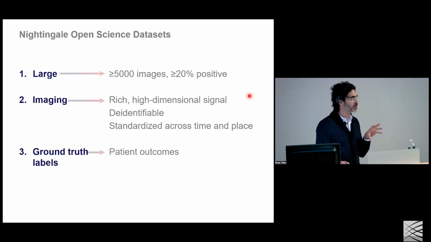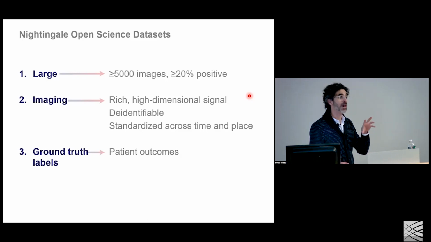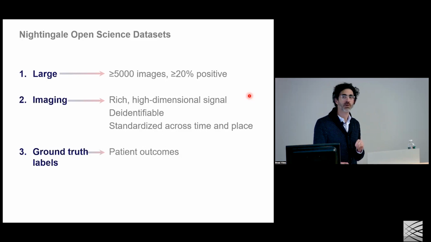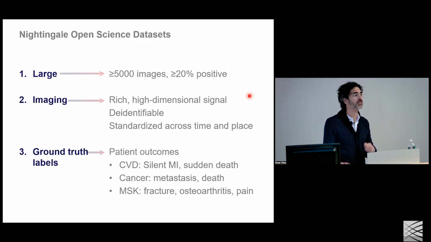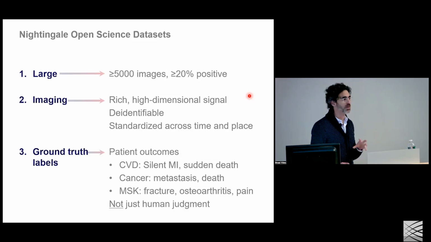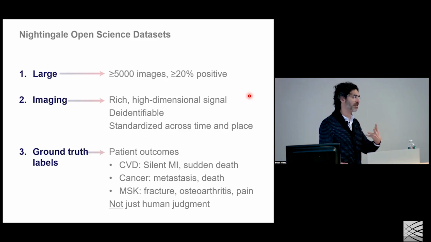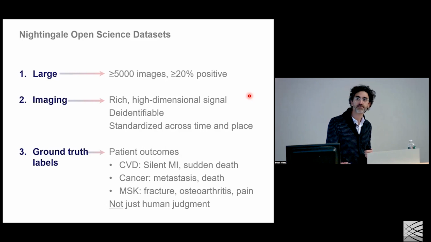And a big focus of those data sets is that, unlike a lot of public data sets in health, it's not just the digital pathology slide and what the pathologist said about the slide. It's not just the human label. We make a lot of effort to label these things with ground truth outcomes, or at least as close as we can get to ground truth. So we're not purely interested in automating human judgment. We want to learn from patients, not just learn from doctors.